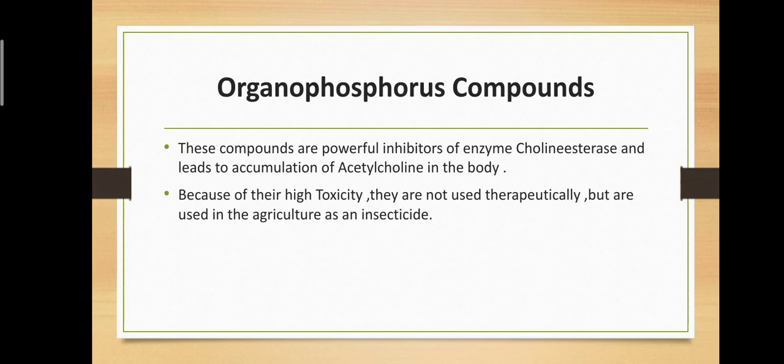Let's see organophosphorus compounds in detail. These compounds are powerful inhibitors of the enzyme cholinesterase and lead to accumulation of acetylcholine in the body. Because of their high toxicity, they are not used therapeutically but are used in agriculture as an insecticide.